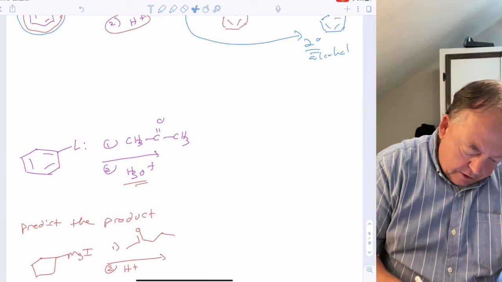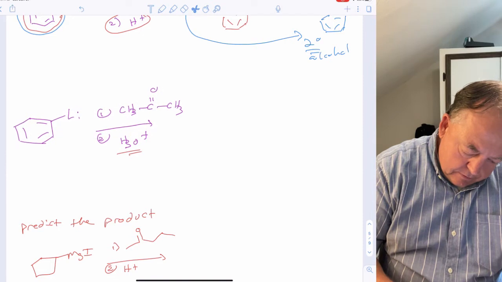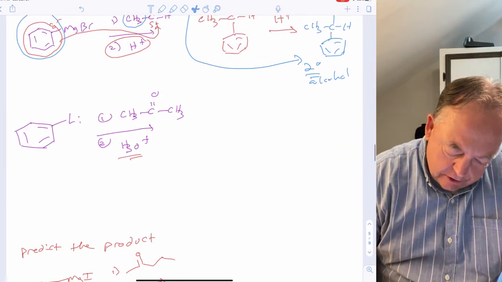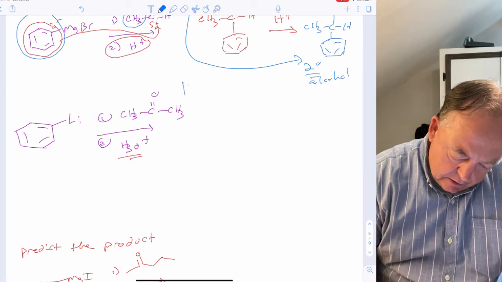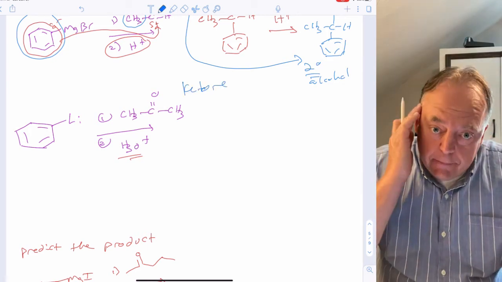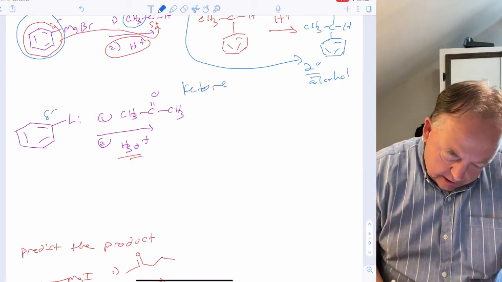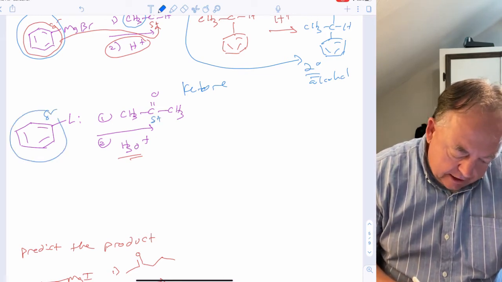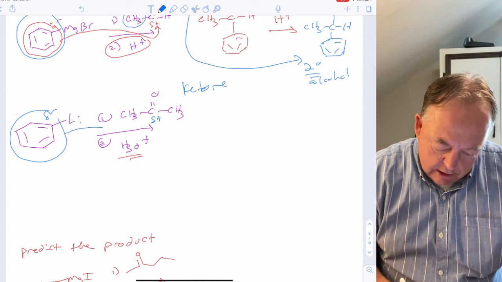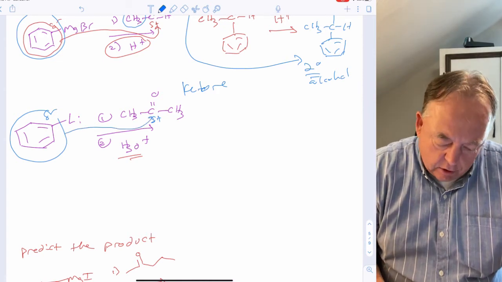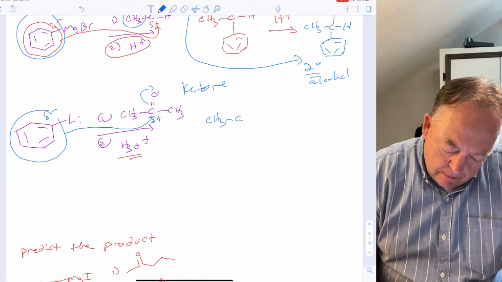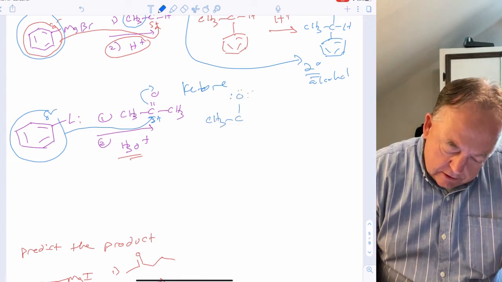Okay, so if we did this reaction, an organolithium reagent with a ketone in this case, it's the same basic reaction. This carbon's partial negative, that one's partial positive. So whatever's attached here, we're going to take the 2 electrons in the carbon-lithium bond and use them to make a bond to that carbon, and they're going to break the C double bond O. So now that's negative.